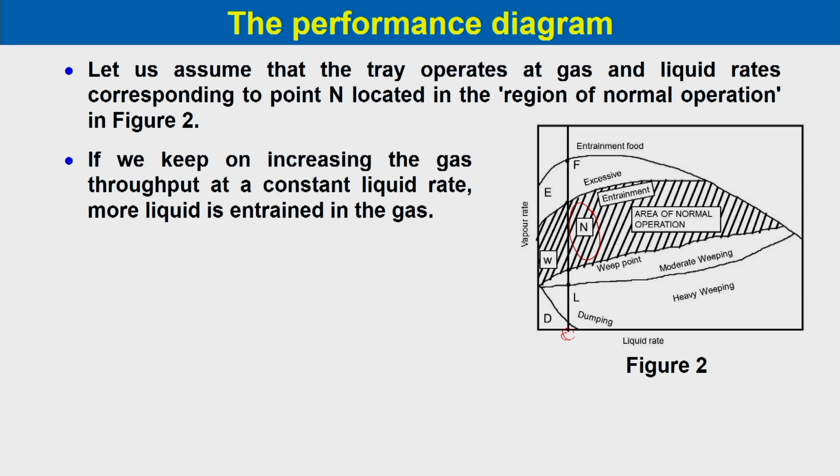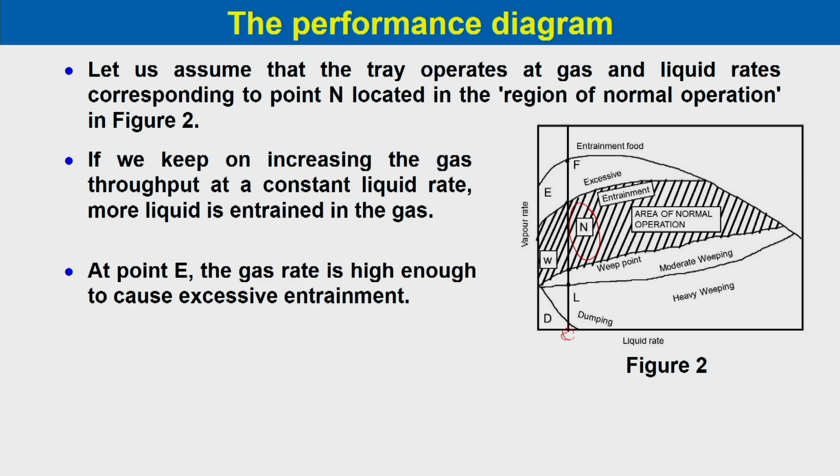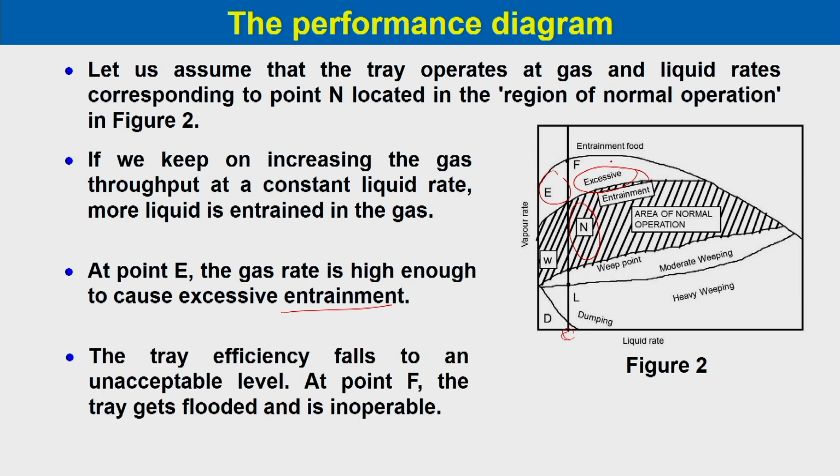More liquid is entrained in the gas. At point E over here, the gas rate is high enough to cause excessive entrainment. So, you will have excessive entrainment over here. Now, the tray efficiency falls to an unacceptable level at point F. The tray gets flooded and is inoperable. So, you can see entrainment flooding, and the column will be inoperable.